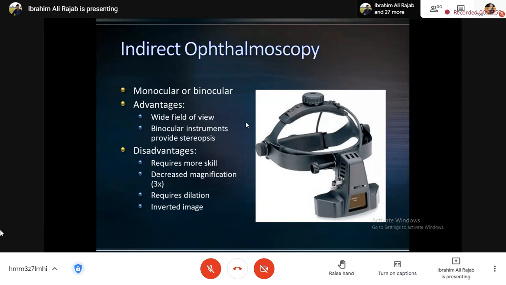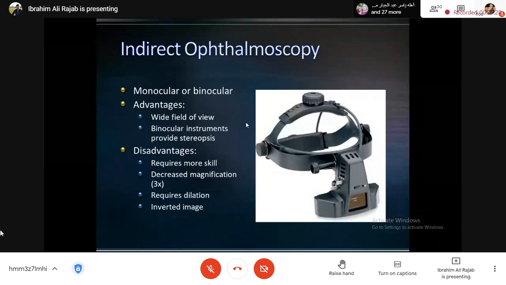The advantage of the indirect ophthalmoscope, it has a wide field of view because of lower magnification, which is one of its disadvantage. So we have a wide field of view, and because we examine by our both eyes, so we will feel the sense of depth. We will have the stereopsis.